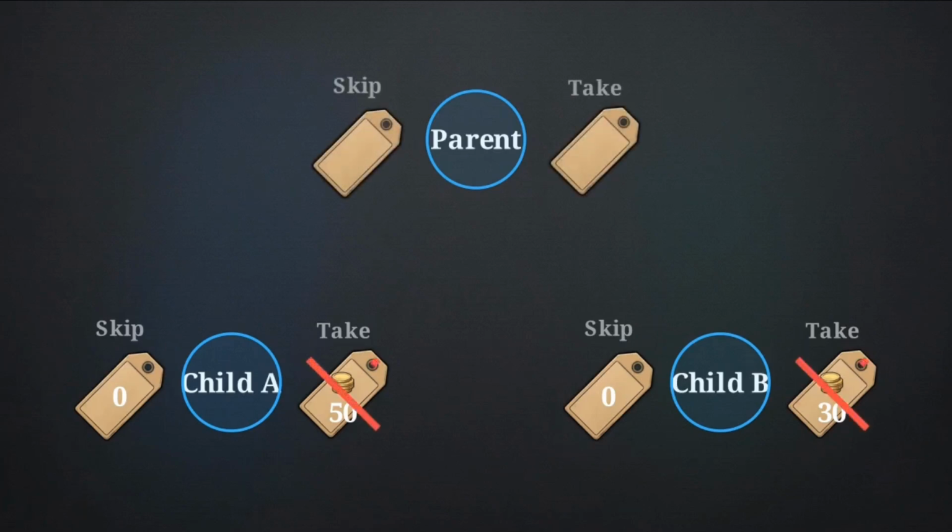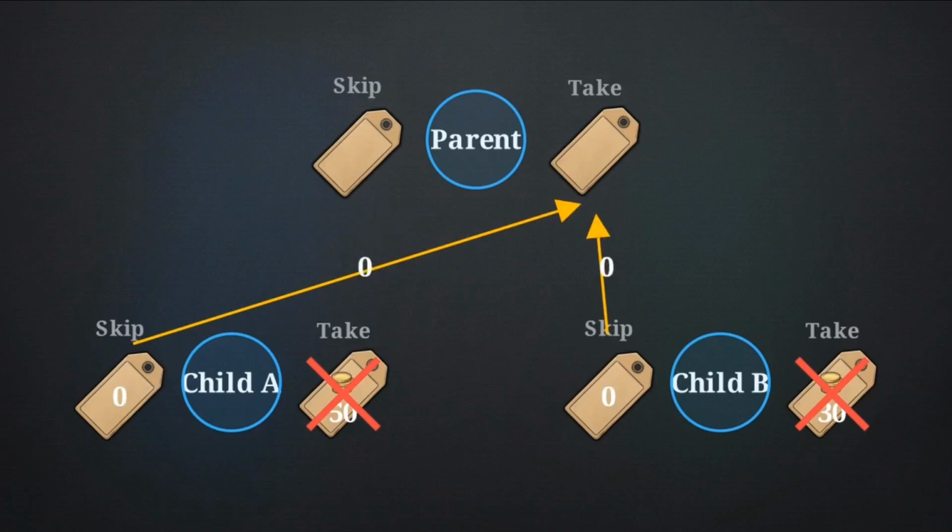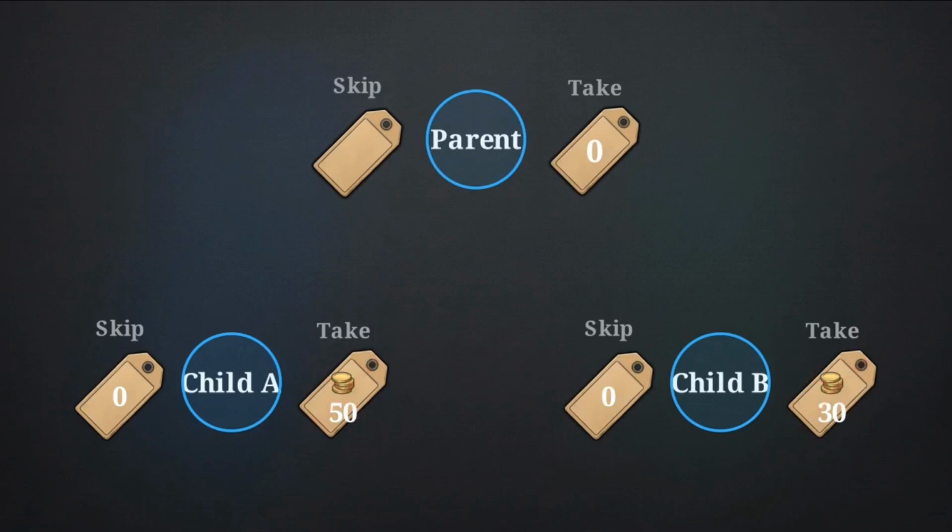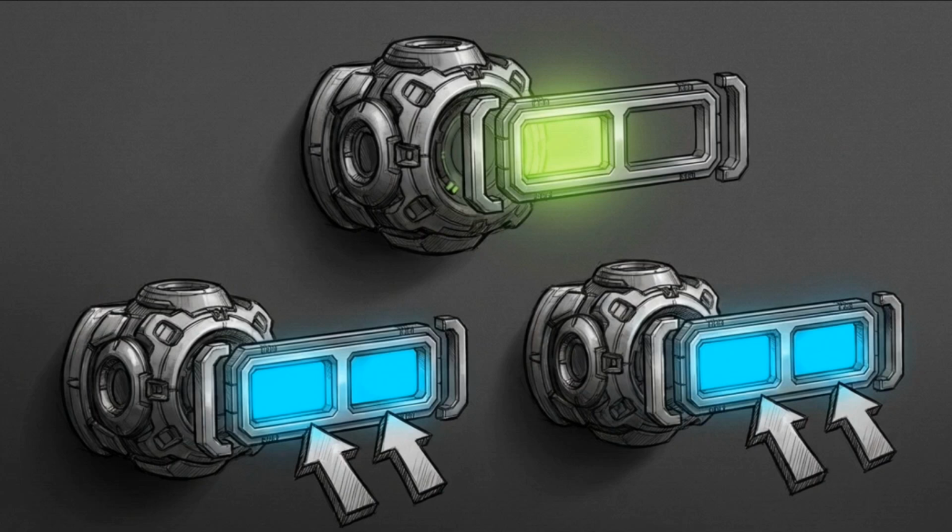When we choose to take the parent node, the children are restricted and must be skipped. The parent can only add the children's skip values, which are both 0, to its own total. Moving to the parent's skip state removes the restriction from the children. Skipping the parent doesn't mandate a specific action for the nodes below. This creates an asymmetric constraint. If skipped, the children have the freedom to choose whichever of their two states yields a higher profit.